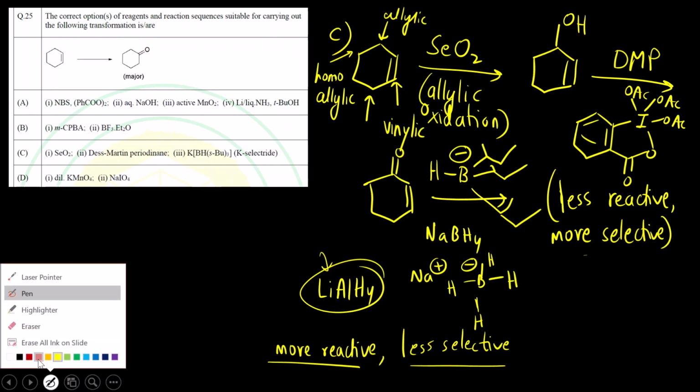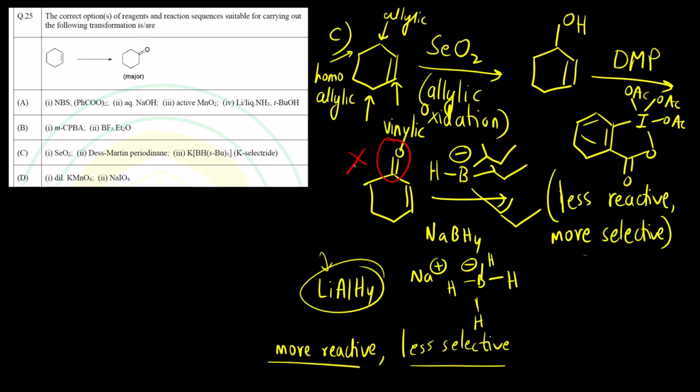So this selectride will not react with ketone, but it will react with the double bond. So what will it do? Selectride will reduce only the double bond and the ketone will remain as it is. So we got the product. A is correct, B was incorrect, C is also correct. Now the last one, D.